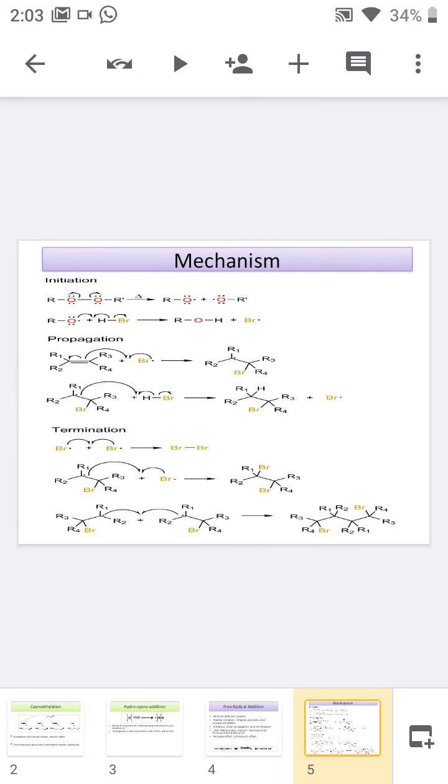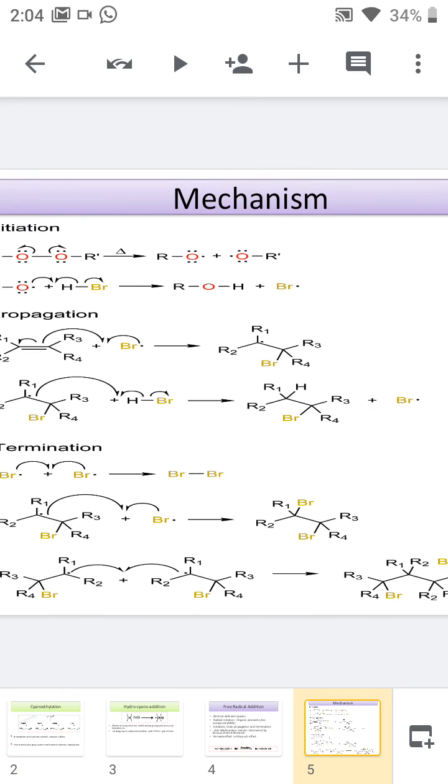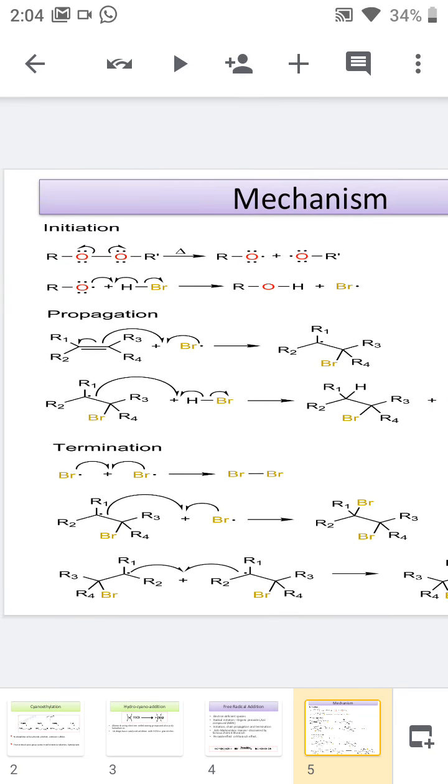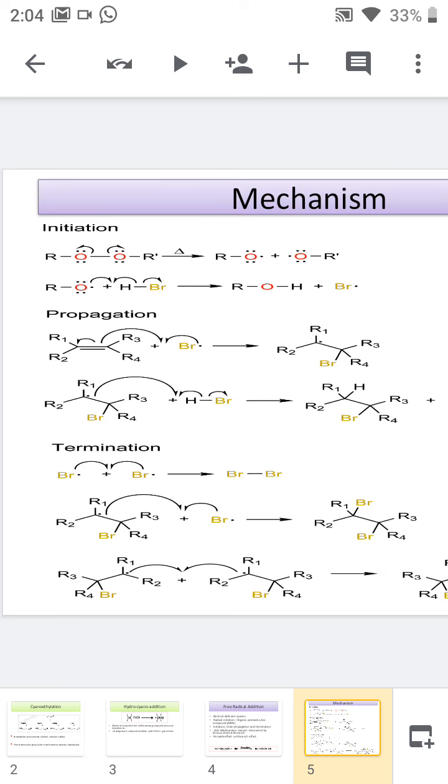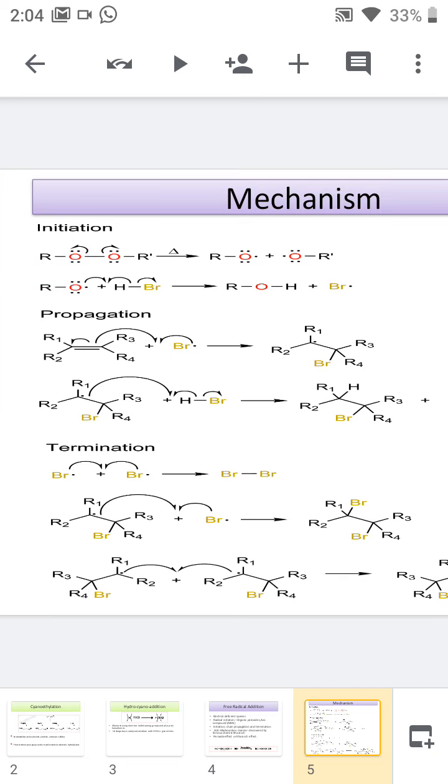Now we are moving into the mechanism. First of all, the first step is the initiation step, in which a peroxide, ROOR, is activated by heat, and we will get the RO free radical, and this RO free radical combines with HBr to form a Br radical.